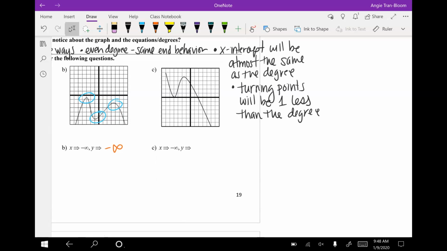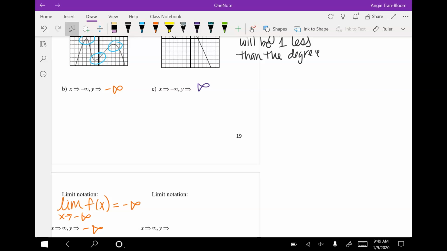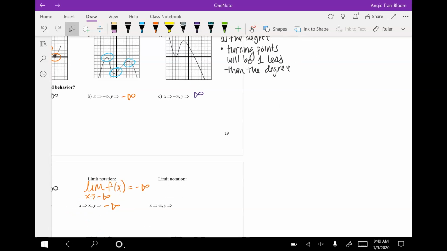All right, Kenzie, graph C. As x approaches negative infinity, what's the end behavior for y? Positive infinity. So limit notation. What's your limit notation? What did you write? You mean limit, right? As x arrow goes where? And then you write f of x equals positive infinity.